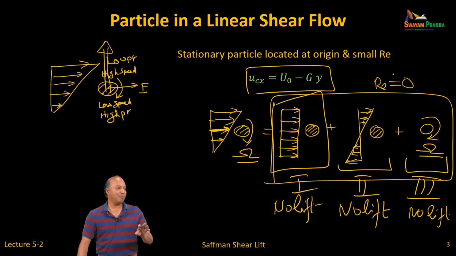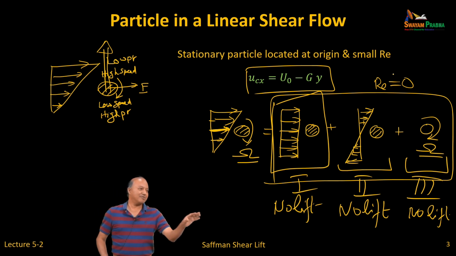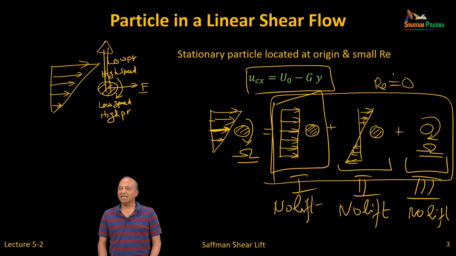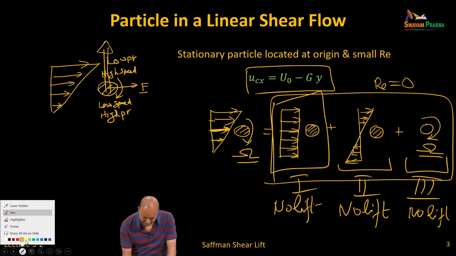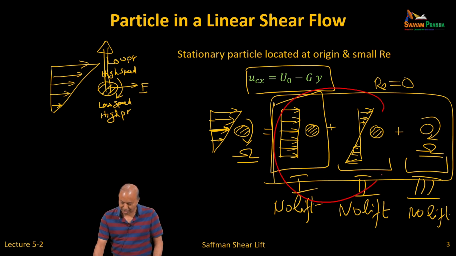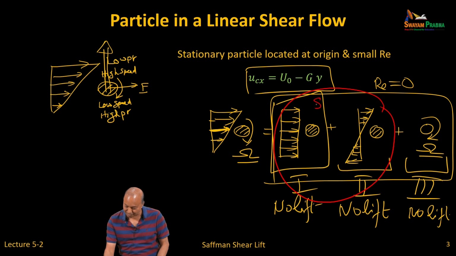So, the first point that I want to make is Stokes flow no lift. Okay, write it down. In the limit of Stokes flow, there cannot be a lift. Lift is only at finite Reynolds number, and the lift is due to interaction. These two guys talking, a shear and a uniform flow, will create Saffman lift.